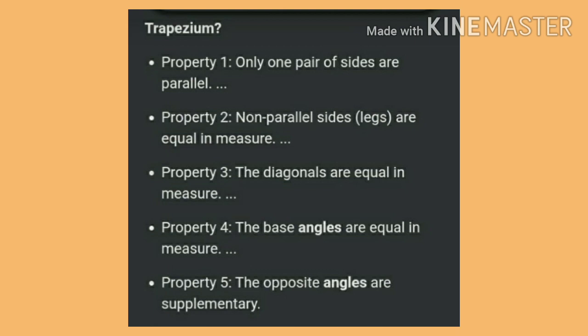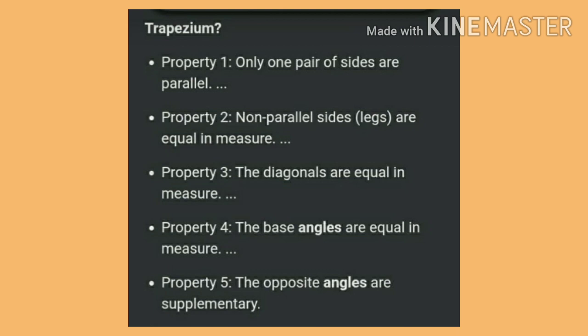Third property, the diagonals are equal in measure. Okay, children, the diagonals are equal. Fourth property, the base angles are equal in measure. Fifth property, the opposite angles are supplementary. Here, children, the opposite angles add up to 180 degrees.